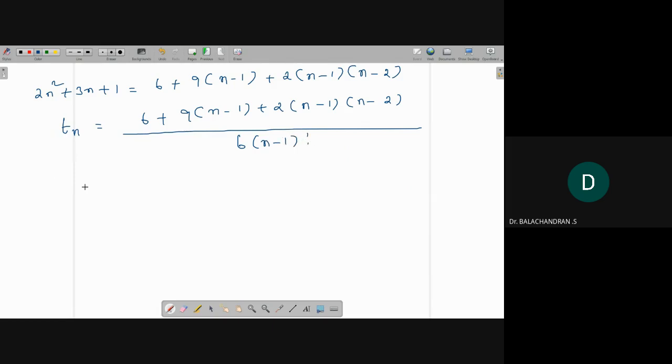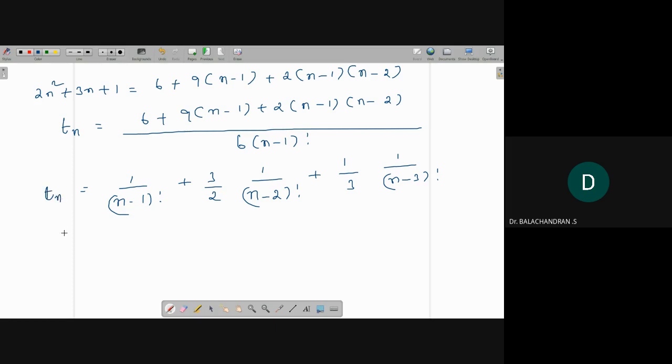If you split, 6 by 6 into n minus 1 factorial, the 6 gets cancelled, giving 1 by n minus 1 factorial. Plus 9 by 6, which is 3 by 2. If you cancel n minus 1 and n minus 1, the remaining is 1 by n minus 2 factorial. Plus 2 by 6, which is 1 by 3. If I cancel n minus 1 and n minus 2, the remaining is 1 by n minus 3 factorial. So actually this is Tn.